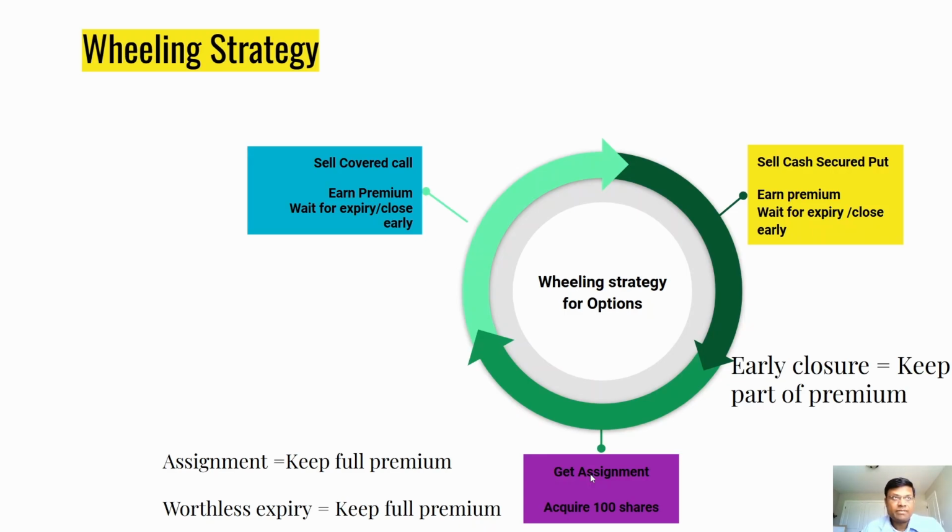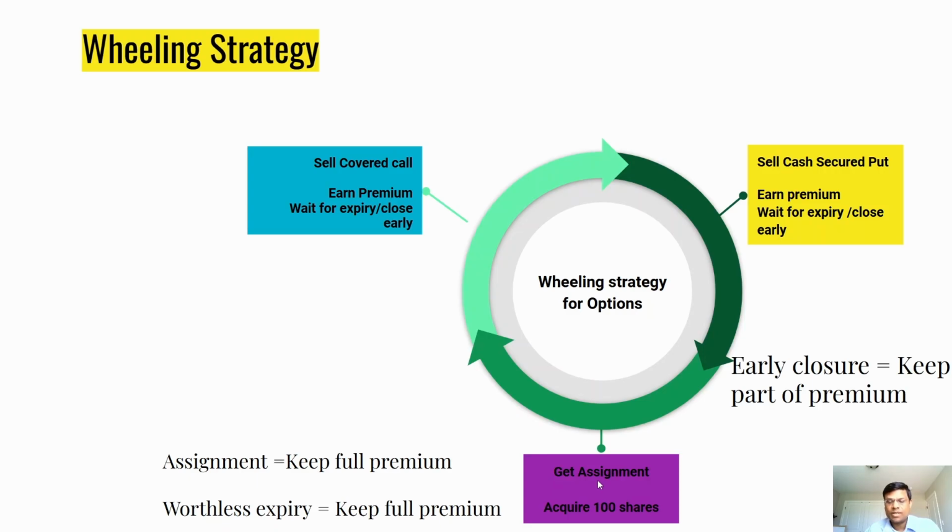So you get an assignment, which means you have to buy Palantir shares at $15, which means 15 multiplied by 100 shares. Remember, one contract is 100 shares. So you buy 100 shares of Palantir at $15, which means you have to pay $1,500, and the shares become yours to keep in your account, and you get full premium. So whenever there is an assignment of 100 shares, you keep full premium.